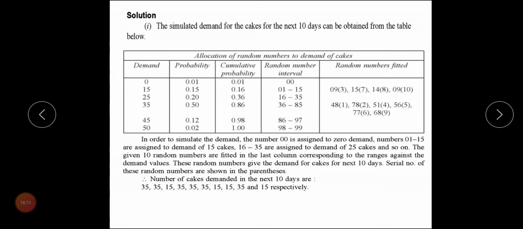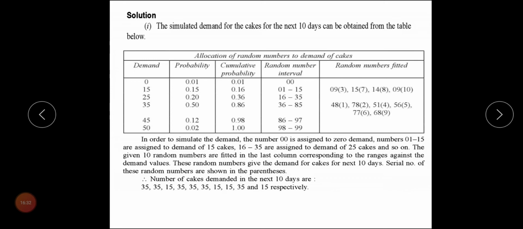Total 10 random numbers are there. Out of that, 4 random numbers are fitting at the interval of 0 to 15, and the remaining 6 random numbers are fitted at random intervals in between 36 to 85. So in this way you can complete this whole table.